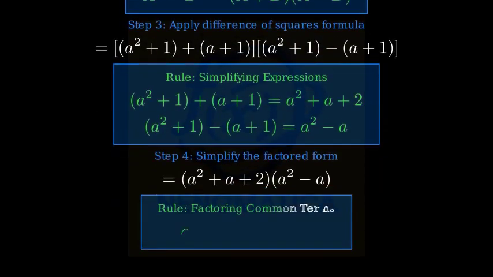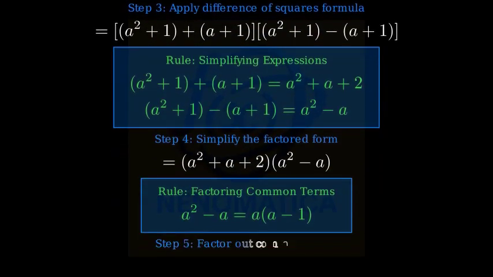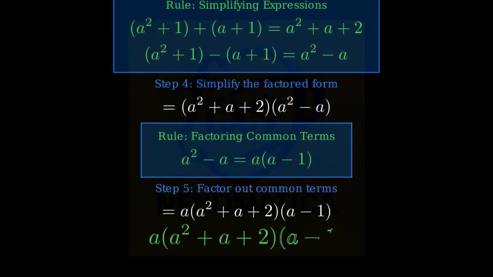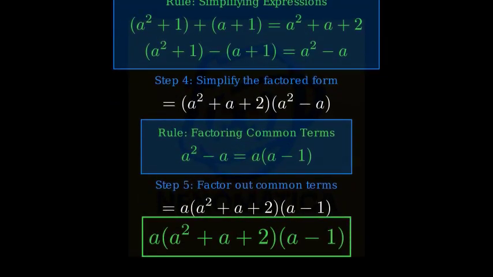For our final step, we notice that in the second factor, a squared minus a, we can factor out a common a. This gives us a times a minus 1. Our expression becomes a times a squared plus a plus 2 times a minus 1. So our final answer is a times a squared plus a plus 2 times a minus 1.